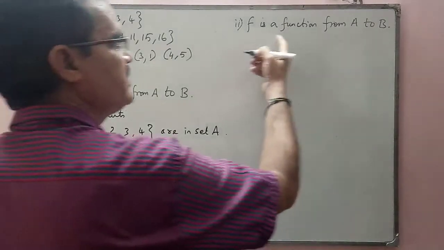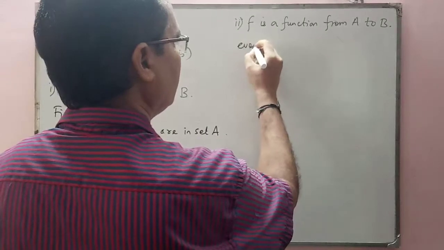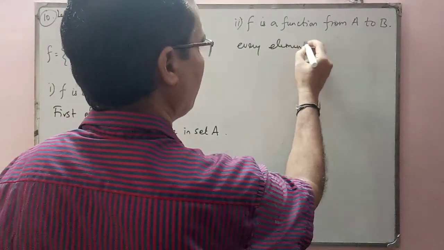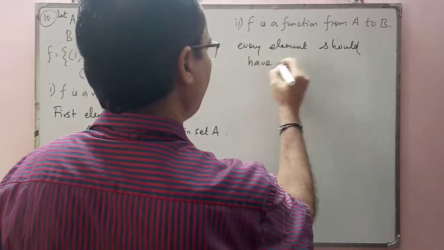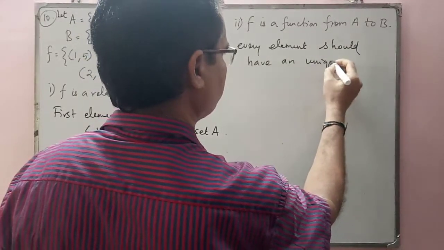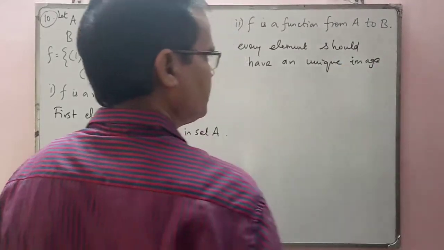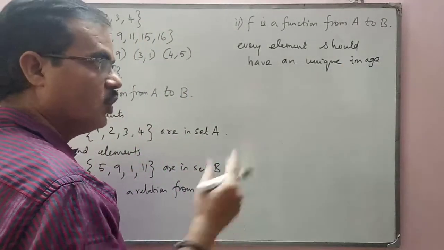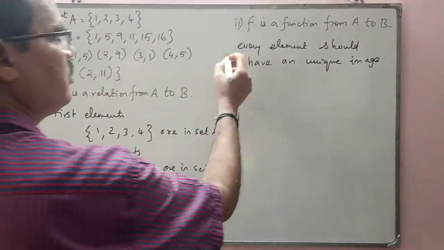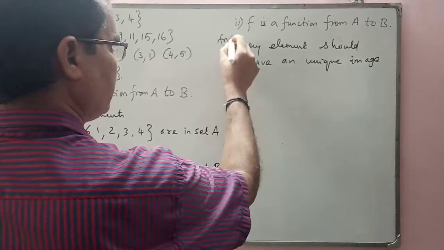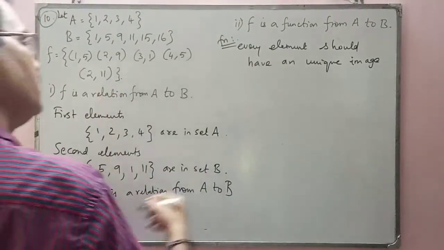Now second, whether this is a function from A to B. What is the function rule? Every element should have a unique image. That means one element cannot have more than one image. It should have a single image, right? So this is the rule for a function. Okay, let us check the ordered pairs.